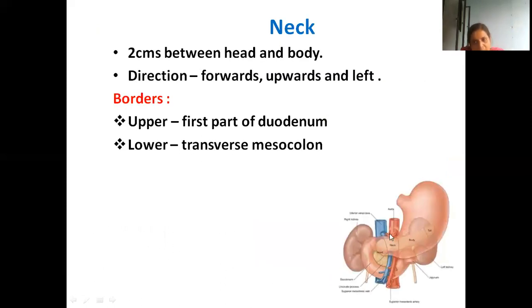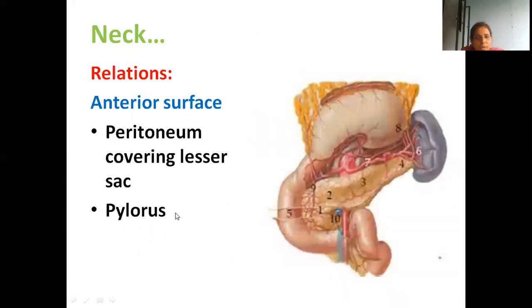Just behind the head we have the neck. The neck also has an upper border and a lower border. The upper border is related to the first part of the duodenum. The lower border is related to the transverse mesocolon.